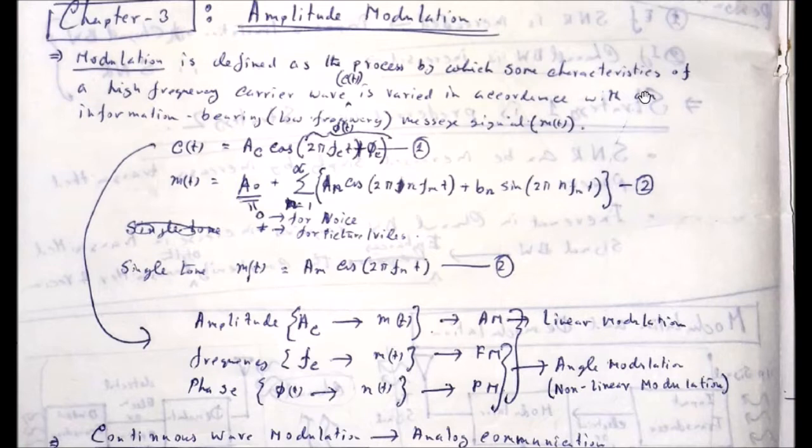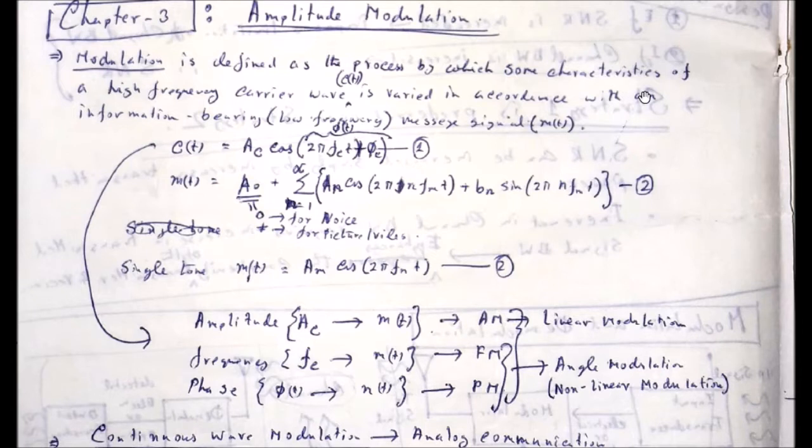Now, the most commonly used and simplest form of modulation technique is amplitude modulation. In this chapter we will discuss the different types of amplitude modulation techniques in detail. Now let me define modulation first. What is modulation? Modulation is defined as the process by which some characteristics of a high frequency carrier wave are varied in accordance with an information bearing low frequency message signal.